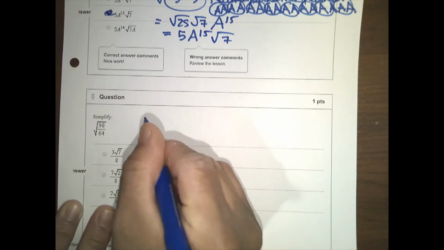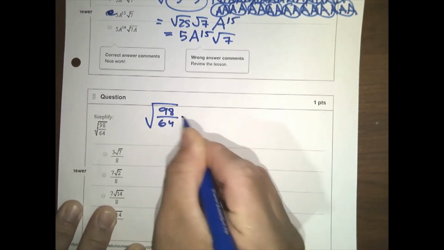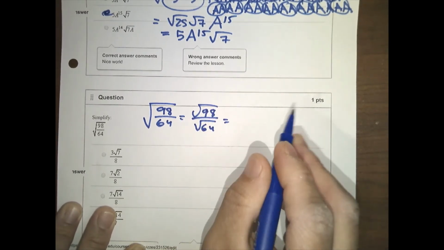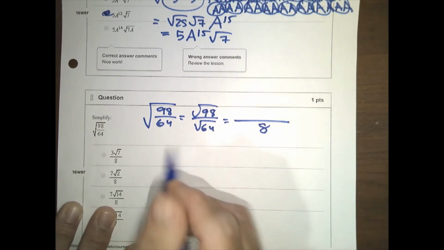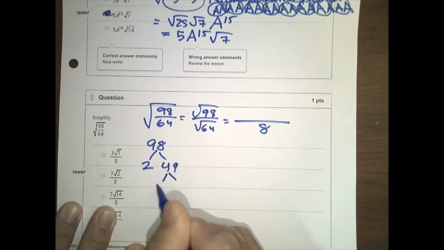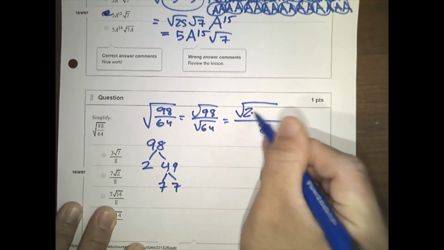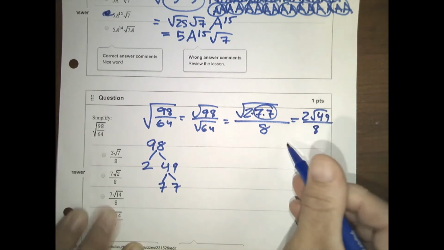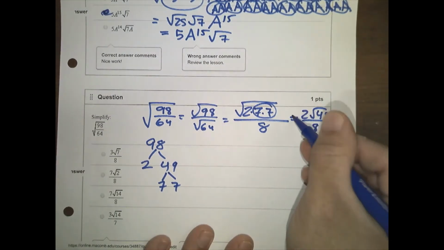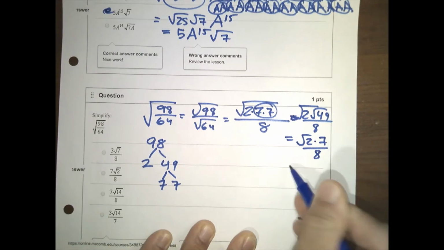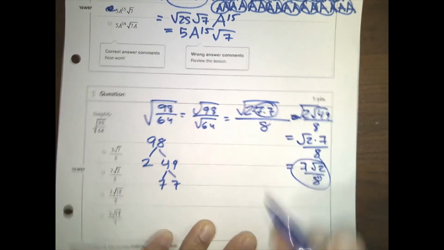This one is a division problem, but then I see that I can take the square root of 98 over 64. That's really the square root of 98 over the square root of 64. And the square root of 64 is actually 8. But the square root of 98, so 98 is 2 times 49, and 49 is 7 times 7. So I have the square root of 2 times 7 times 7, or square root of 2 times the square root of 49, and the square root of 49 is 7, so square root of 2 times 7 over 8, or 7 square root of 2 over 8 is my final answer right here.